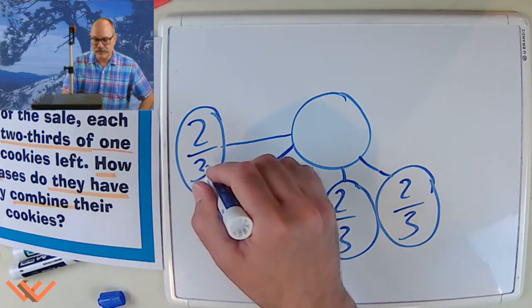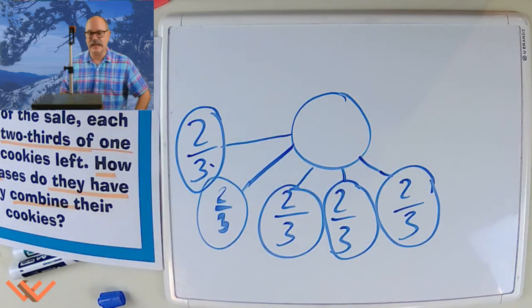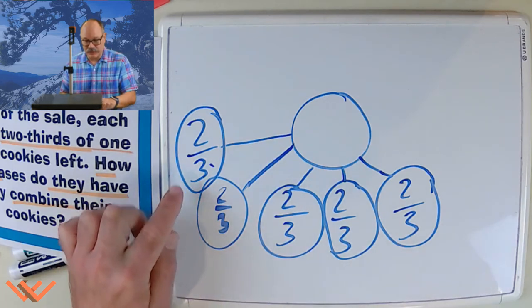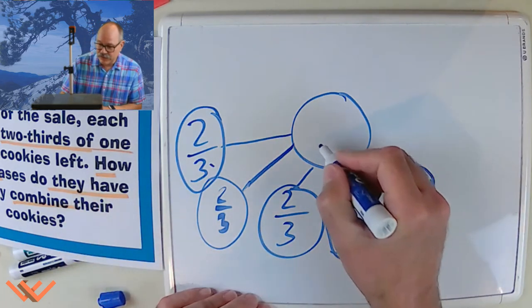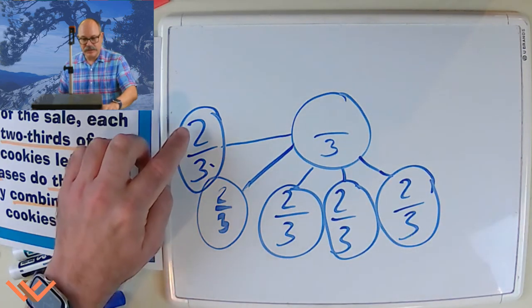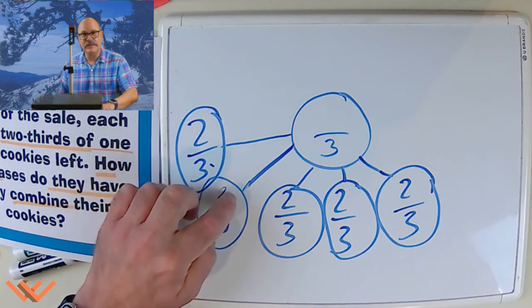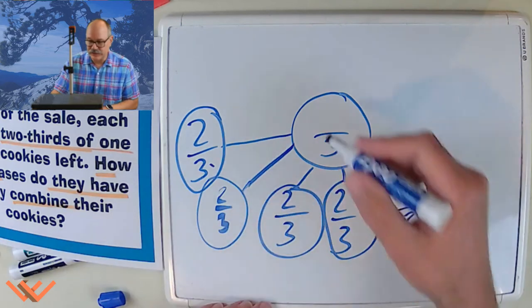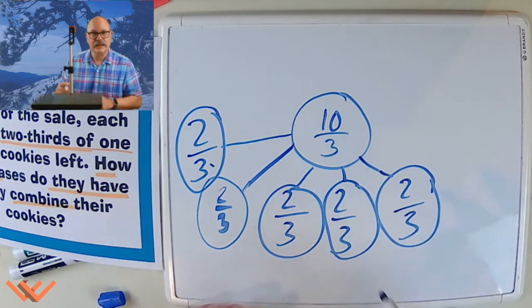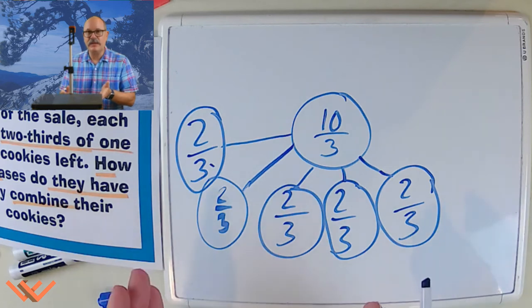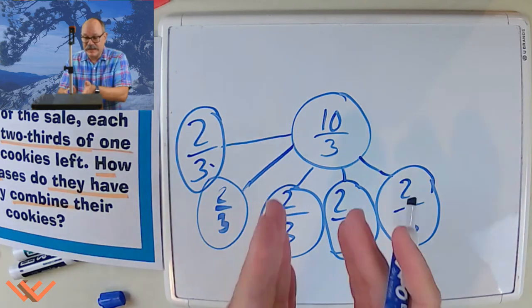Well, if you remember, there's that common denominator. The denominators are the same number, so 3 and 3 and 3 and 3 and 3. So up here, we can just say, hey, this is going to be 3. And then up here, we just add them up. 2 and 2 make 4, plus 2 is 6, 8, 10/3. Easy peasy, right?